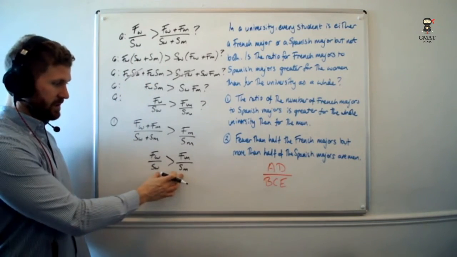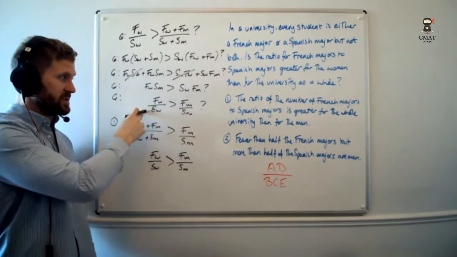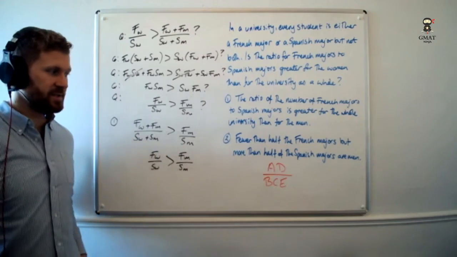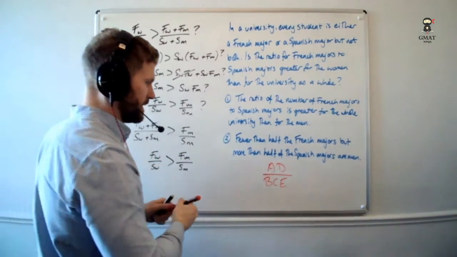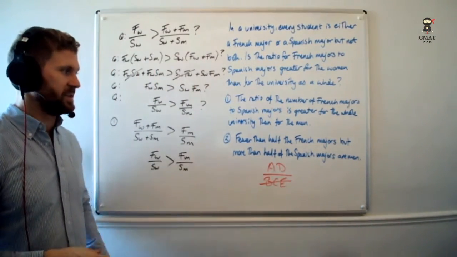Well, this is exactly what we were looking for. We were asking, is the ratio of French and Spanish for the women greater than the ratio of French and Spanish for the men? And number one tells us exactly that. So on my AD over BCE setup, I can cross out BCE, and I'm left with A or D.